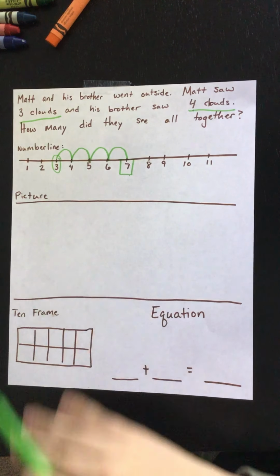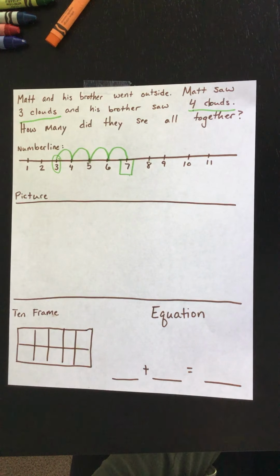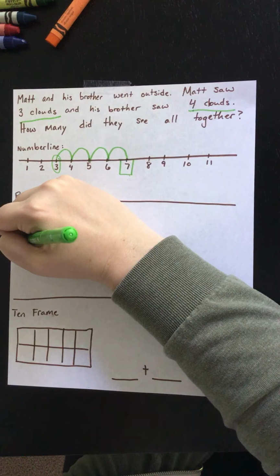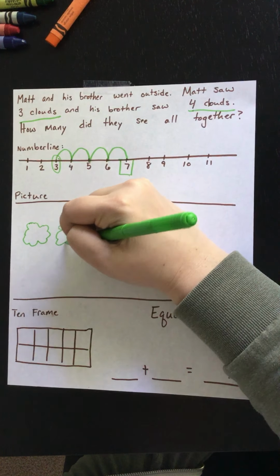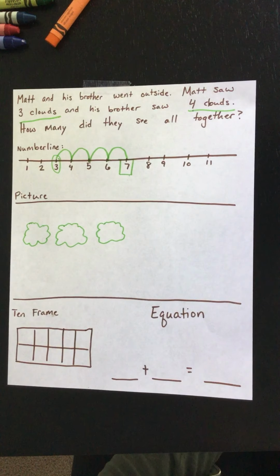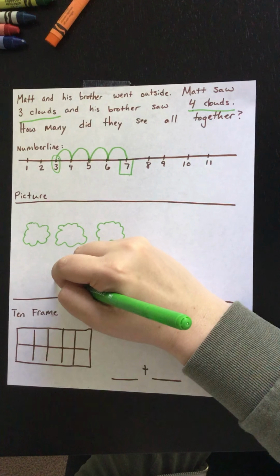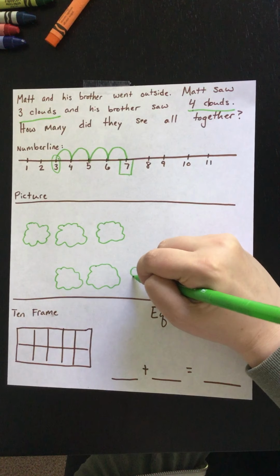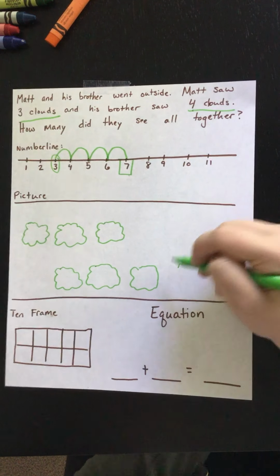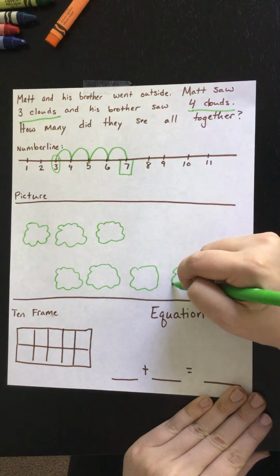So let's also draw a picture just to make sure that we have it and we really know how to add these 2 numbers together. So we're going to draw 3 clouds. It can be a math picture or you can take your time depending on how much time you have. So here are my 3 clouds that Matt has, and then his brother saw 4 clouds. So I'm going to draw 4 more. So there are the 4 more.